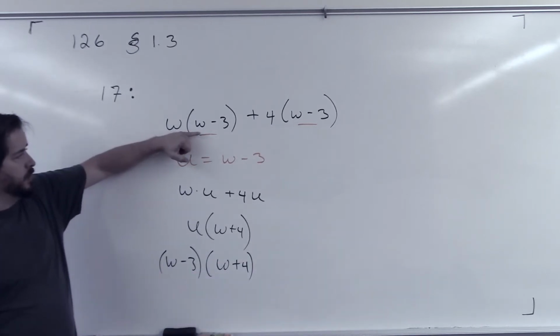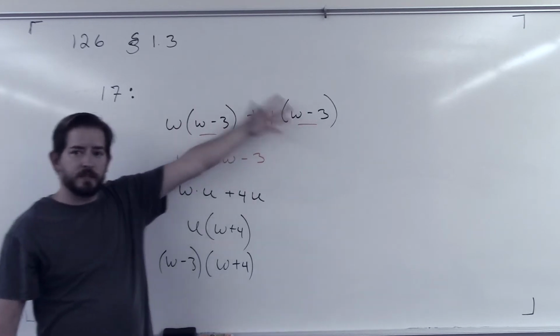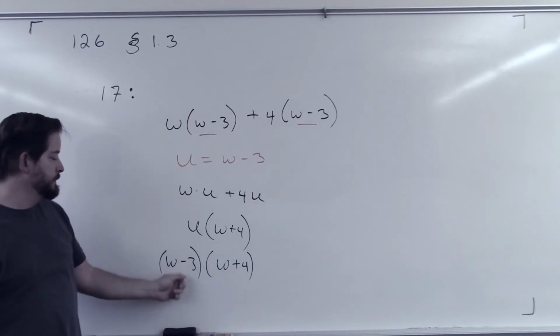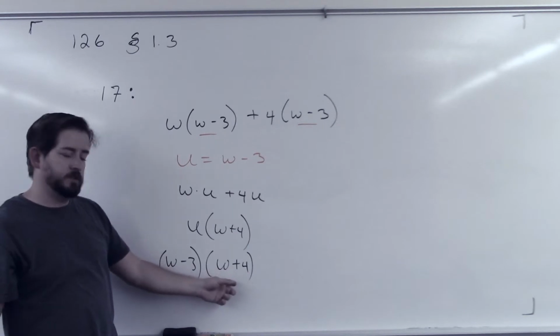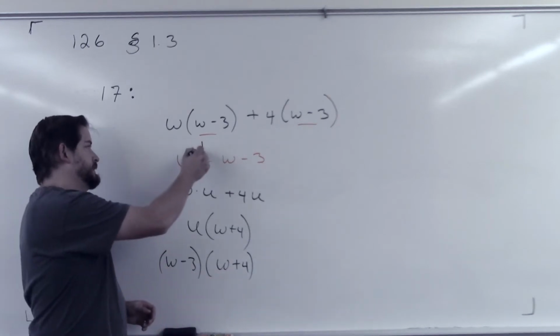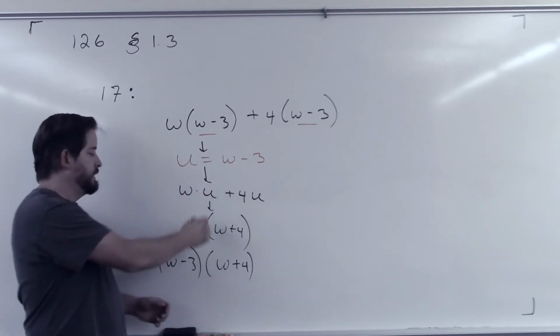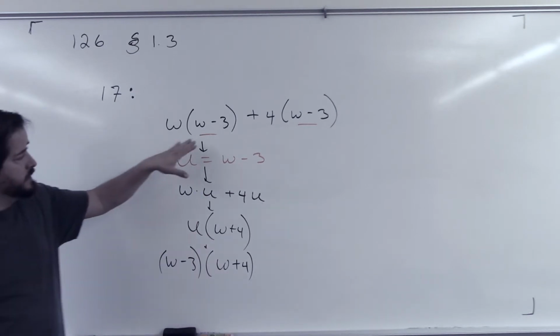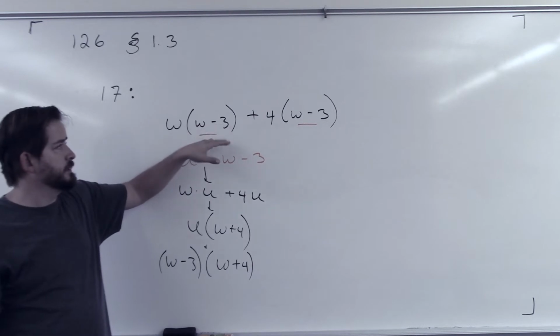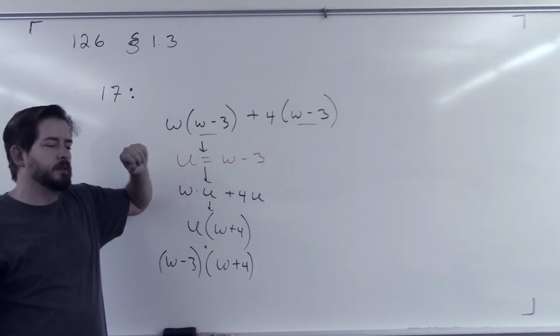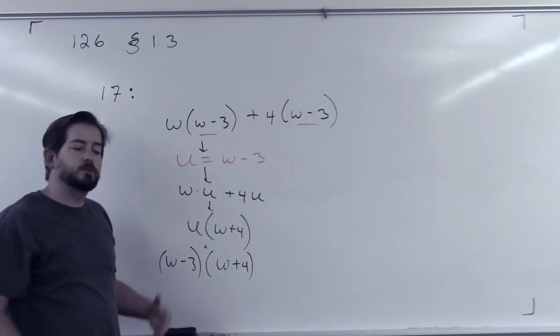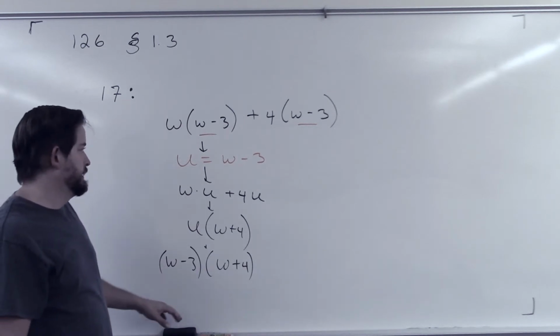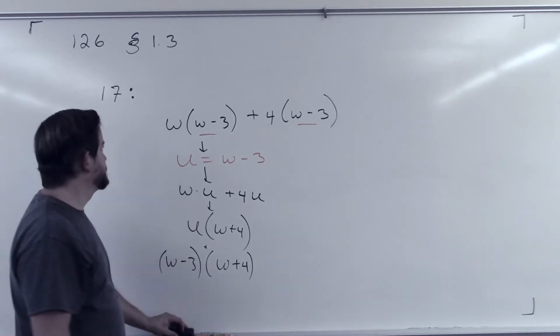Most people just like to say, hey, I can pull these binomials out because they appear in both terms, and it becomes w minus 3 times w plus 4. But this is the justification, step by step, of how that all works. And that's 17. We'll see this a lot in the factor by grouping type problems. It's going to pop up and come back with a vengeance later.